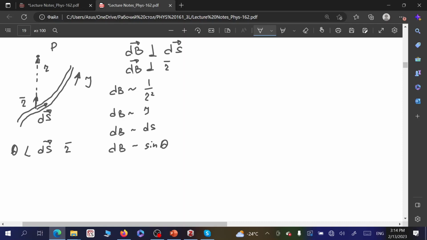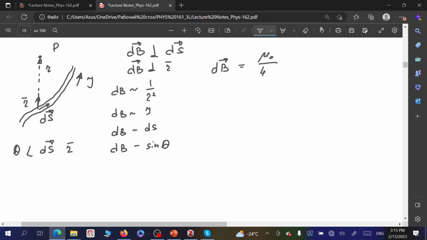So that's why, when you summarize all these findings together, the equation which can describe this dB vector created next to an element length ds vector with electric current I will be as follows. dB vector is equal to mu naught over 4 pi times I times ds vector cross product r unit vector divided by r squared. So this is technically the Biot-Savart law.